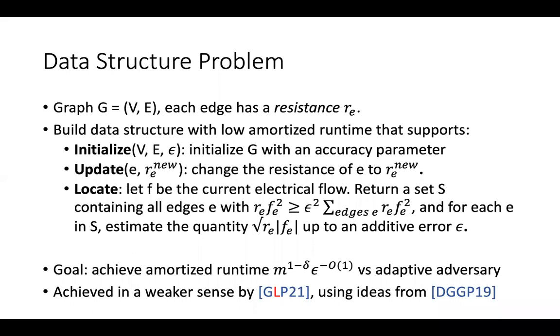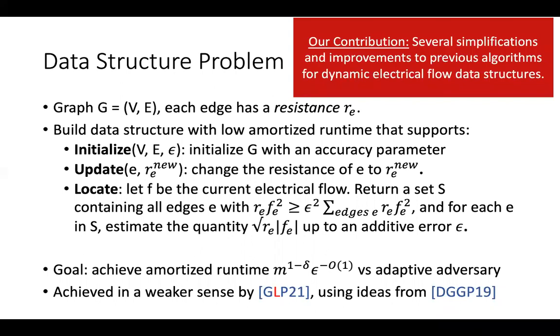As for why this gives a faster Maxflow algorithm, intuitively, it's because we have amortized runtime m to the 1 minus delta for square root m rounds of the outer loop, and that's m to the 3 halves minus delta. Formalizing this requires a bit of work, but it was kind of done previously, and it's doable. So yeah, towards this data structure problem, our main contribution is to give several simplifications and improvements to the previous algorithms for solving this dynamic electrical data structure and other dynamic electrical flow data structures.